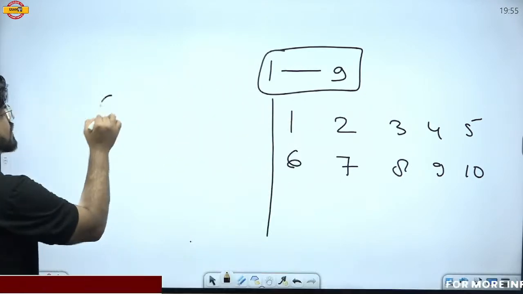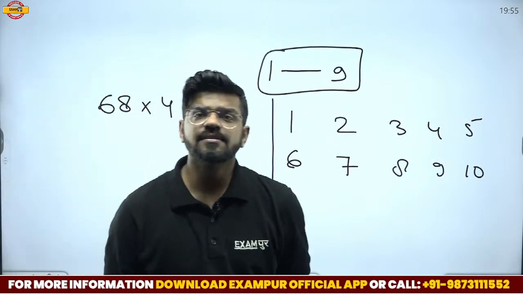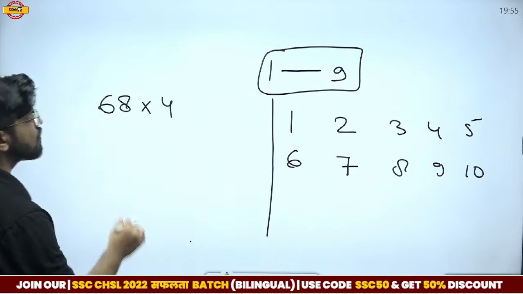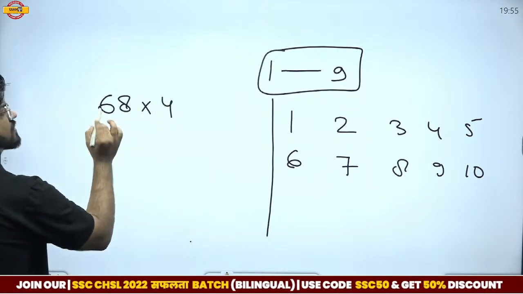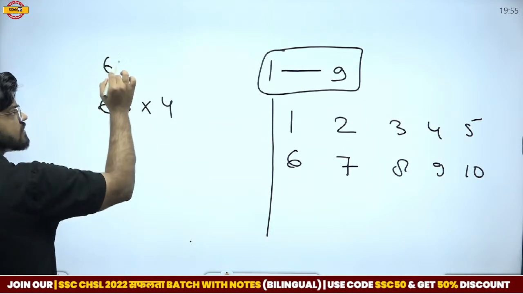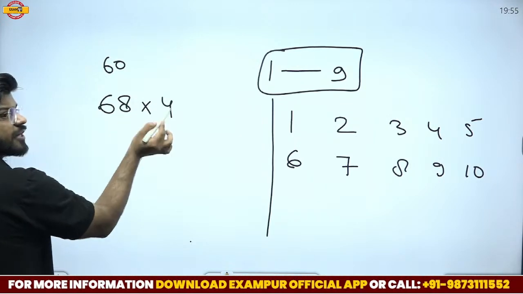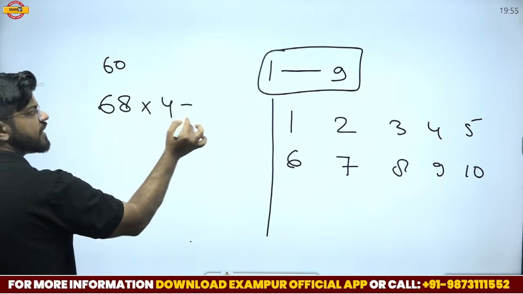Suppose you have to calculate 68 into 4. You have to calculate 6 fours are 24. That means 240, because it is in the tens place. And 240 and 32, 272.